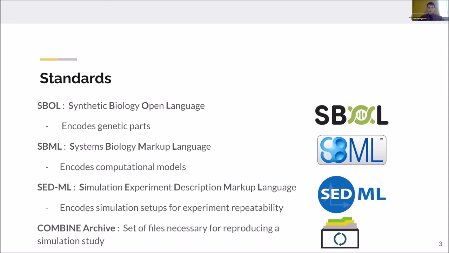So a set of standards has been developed. These standards include SBOL, which is the Synthetic Biology Open Language that encodes genetic parts, SBML, which is the Systems Biology Markup Language, which encodes computational models of genetic circuits, SED-ML, which is the Simulation Experiment Description Markup Language, which encodes simulation setups and arguments for experiment repeatability, and the COMBINE archive, which is just a set of all of the previous types of files that is necessary to completely reproduce a simulation study.